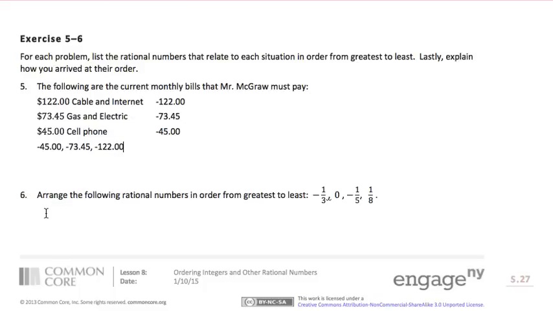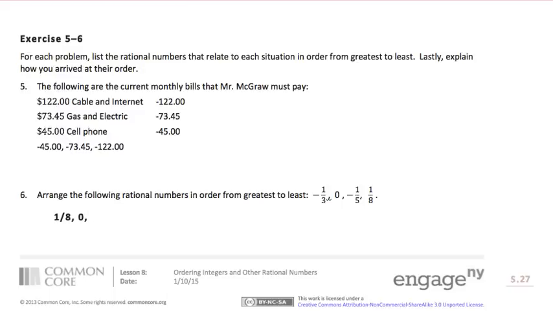And in exercise 6, they ask us to arrange these rational numbers in order from greatest to least. We have a negative 1/3, 0, negative 1/5, and 1/8. Now, if I'm going greatest to least, I know that I'm going to start with 1/8 because it's the only positive number there. I know that the next number would be 0 because the other two numbers are negative, and we are working from right to left on the number line.